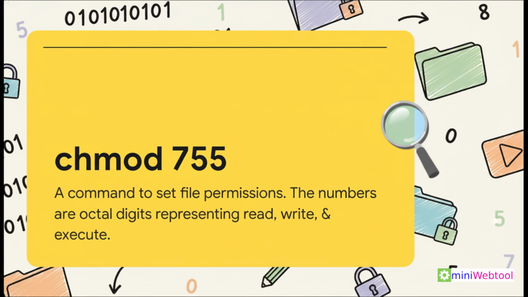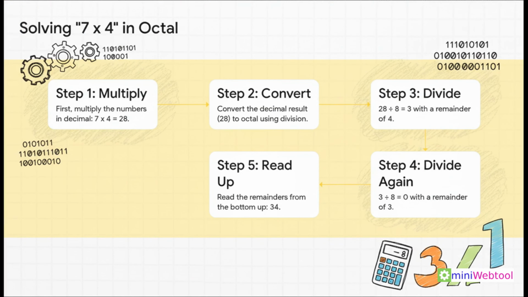This is used all the time in the real world, like with server commands. When you see something like chmod 755, those numbers are actually octal digits being used as a shortcut for complex binary permissions.